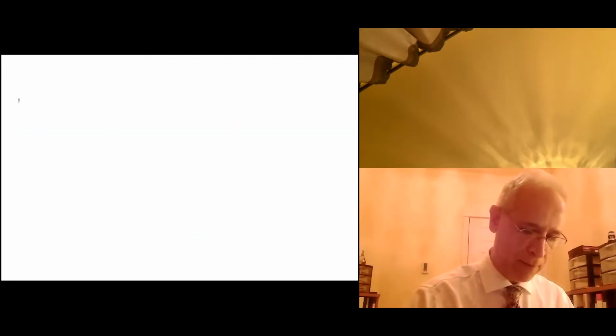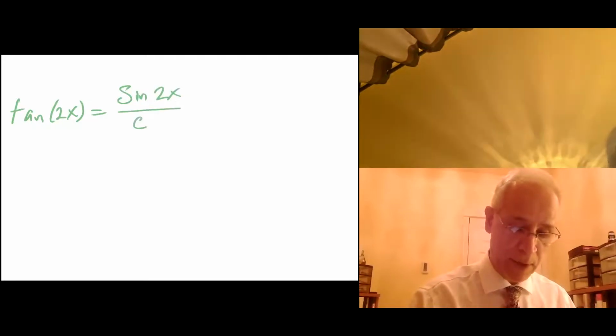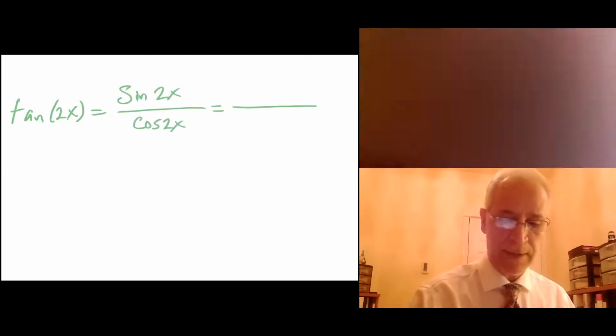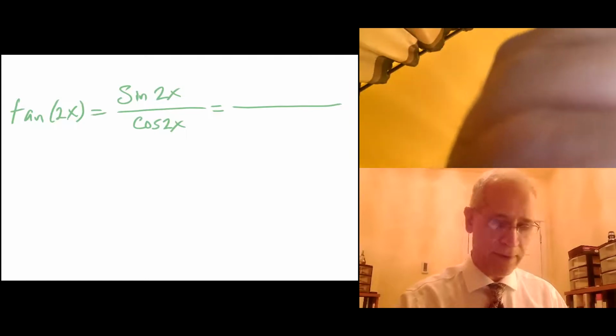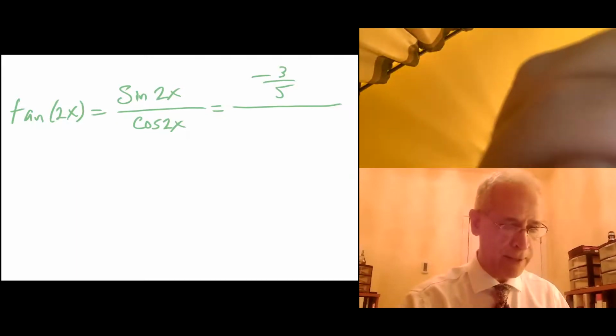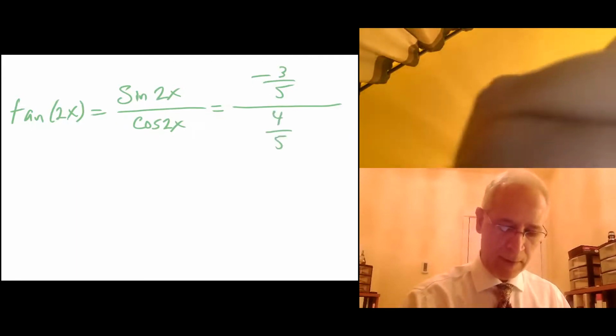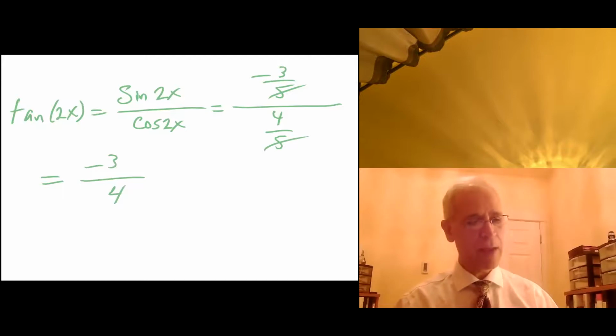I can say that now. Tangent of 2x equals sine of 2x, I already know what that is, divided by cosine of 2x. That equals, we found out that sine of 2x was -3 over 5, and cosine of 2x, we found it to be 4 over 5. So cancel the 5. So this tangent of 2x equals -3 over 4. Okay, let's do one more.